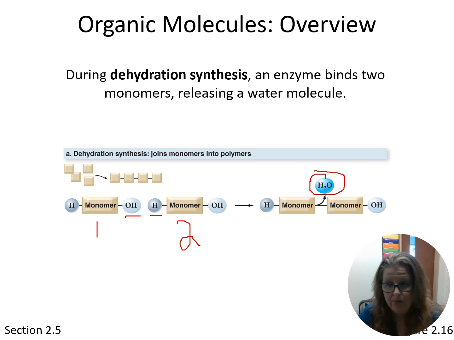If we wanted to put another one here, it'd be the same thing. We would have an H here, and then our monomer, I'm not even going to try to spell that out, but these would have to join and be removed so that these 2 could link together.